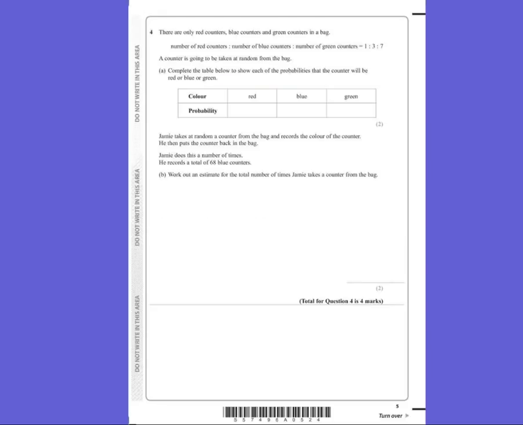Question 4, it says there are only red counters, blue counters and green counters in a bag. The number of red counters to blue to green is in the ratio of 1 to 3 to 7. Complete the probabilities. So first of all, probability must be in a fraction, decimal or percentage. So these are 11 counters altogether. So there is 1 out of 11, which is red. There are 3 out of 11 blues, and there are 7 out of 11 greens. So fractions, decimals or percentages only.